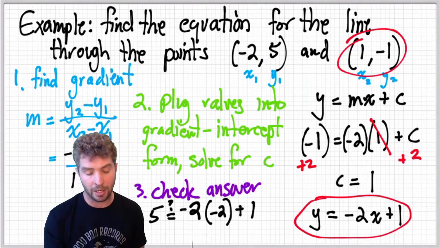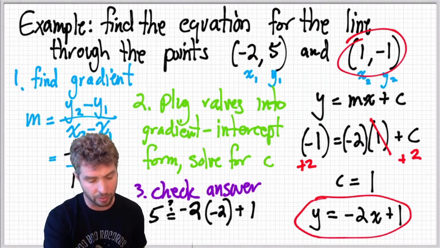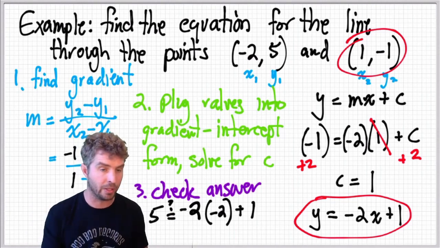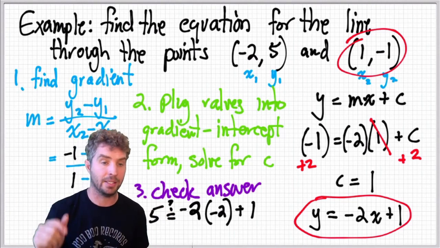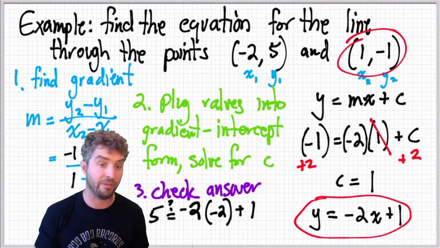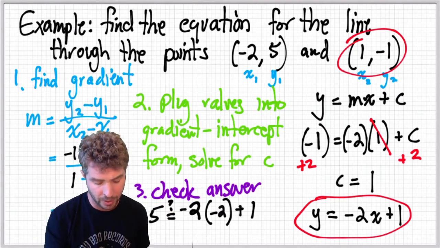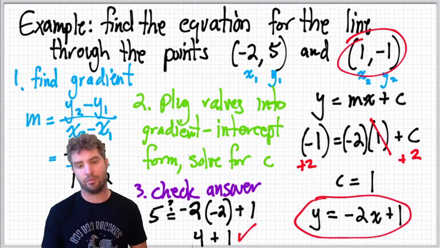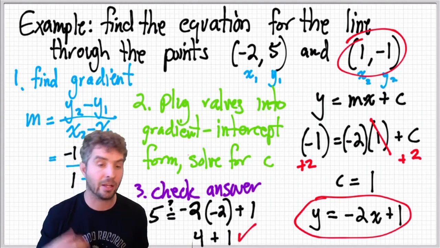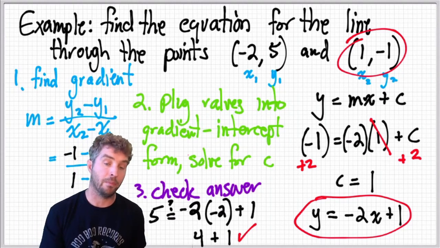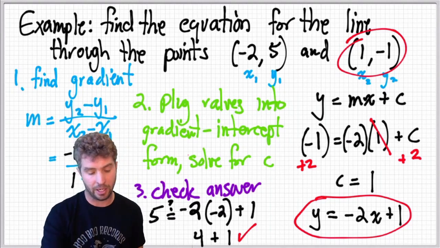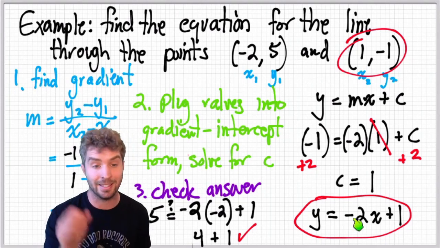Now I've put a question mark here because we're checking; we're asking ourselves, is this equal? We're not assuming it's equal. We're going to say, is this equal? And then we'll say yes or no. And if it is, then we're in good shape. So negative 2 times negative 2 is positive 4. And then, of course, 4 plus 1 is 5. So that confirms that we've done our work correctly. We've got the right equation. And this answer that I've circled here before is indeed the right answer.